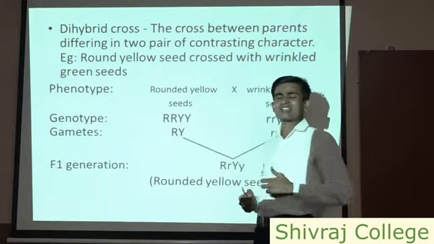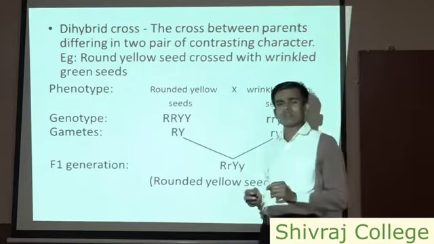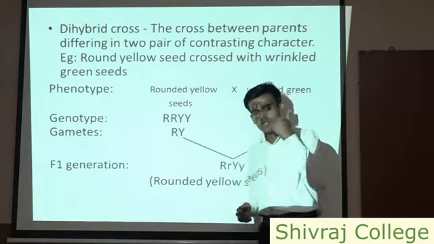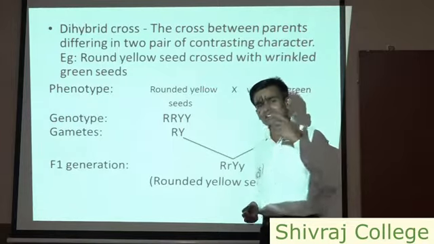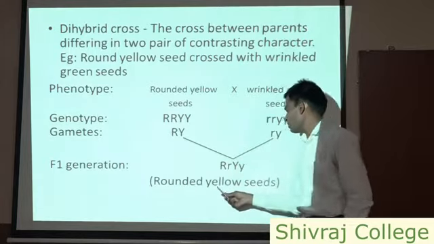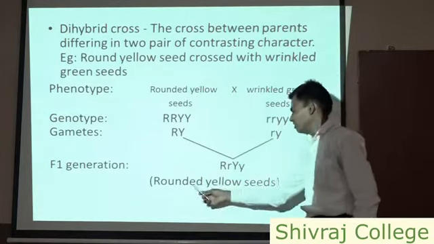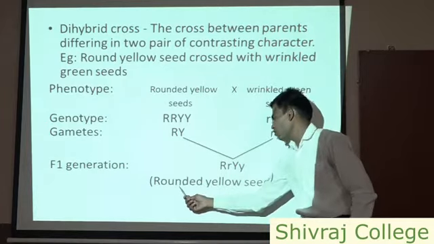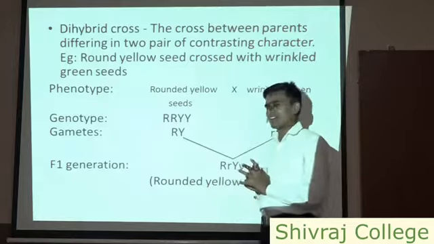So such a character is known as a dominant character. As in the monohybrid cross, this dihybrid cross shows the characters expressed in the first generation, that is the dominant one. This dominant character is round shaped, yellow colored seeds. Out of these two parents, round shaped yellow colored seeds is the dominant character.